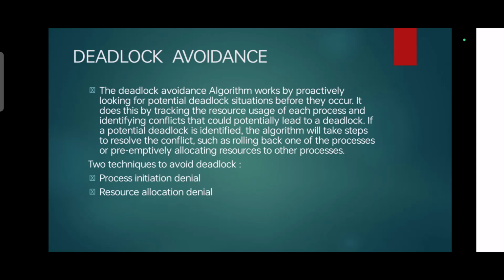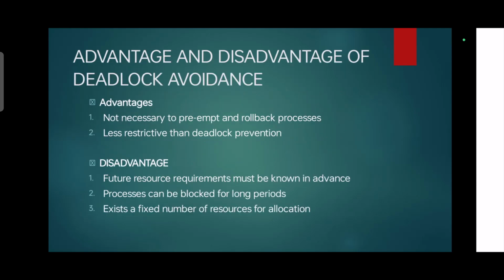If a potential deadlock is identified, the algorithm will take steps to solve the conflict, such as rolling back one of the processes or preemptively allocating resources to other processes. Two techniques are used to avoid a deadlock: process initial denial and resource allocation denial. Now we will be studying the advantages and disadvantages of deadlock avoidance.